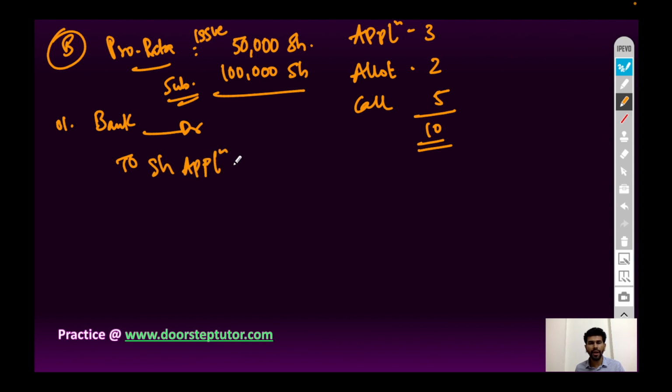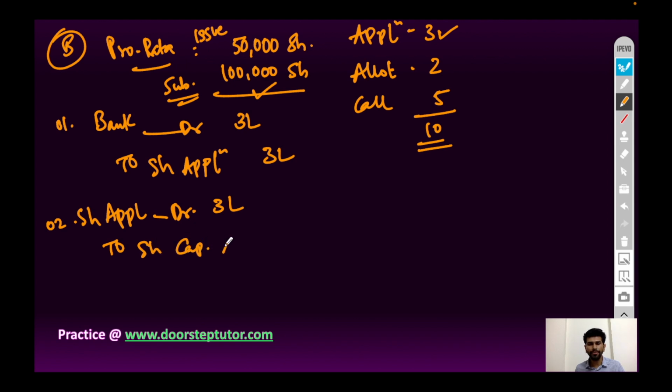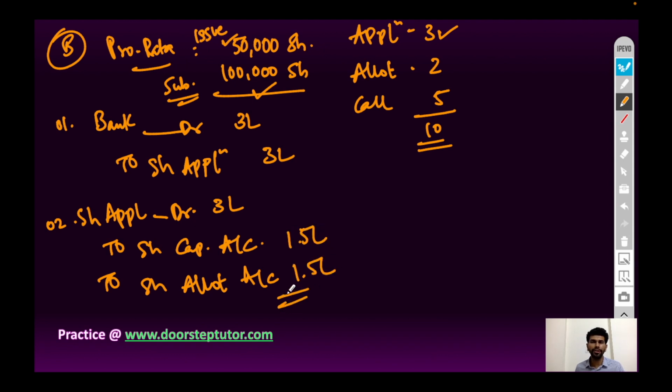to share application account, 1 lakh into 3, 3 lakh. The second entry will be share application account debit 3 lakh to share capital account to share allotment account. Share capital account will be credited with 50,000 into 3, 1 lakh 50,000, and the balancing 1 lakh 50,000 will be credited to share allotment account because excessive money will be adjusted in share allotment.